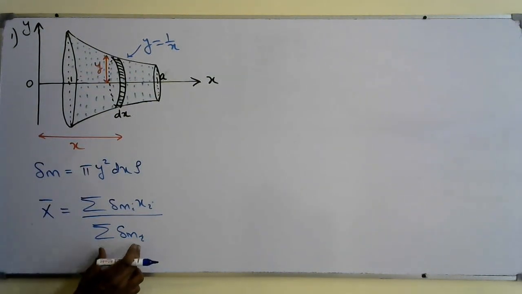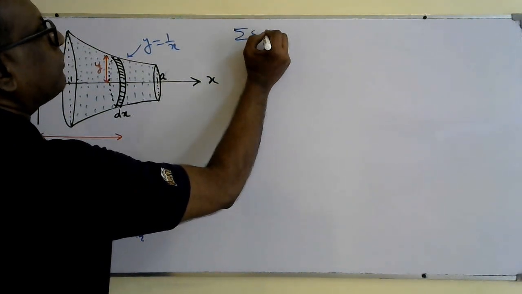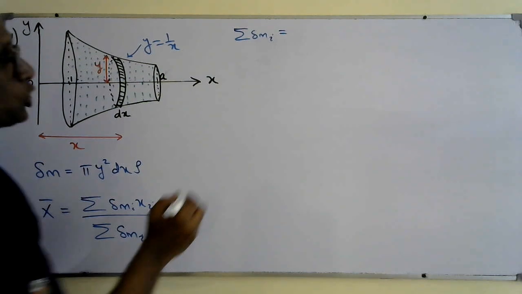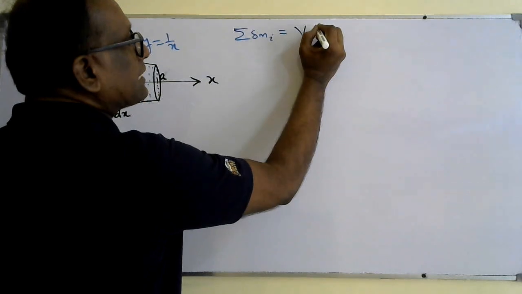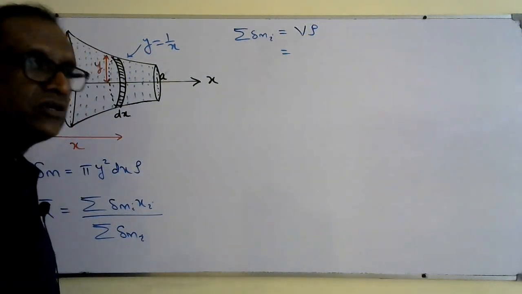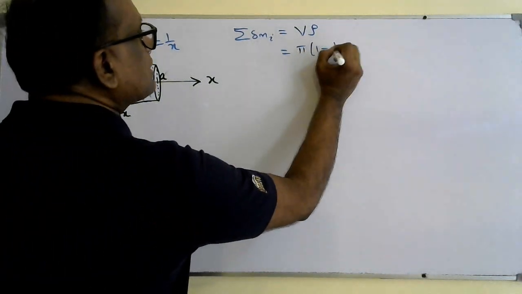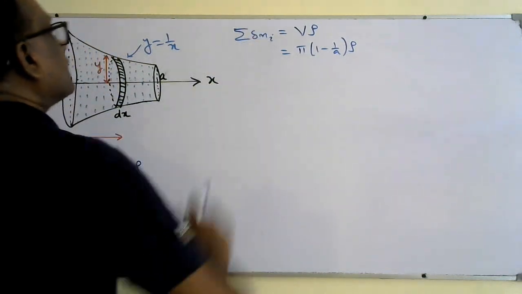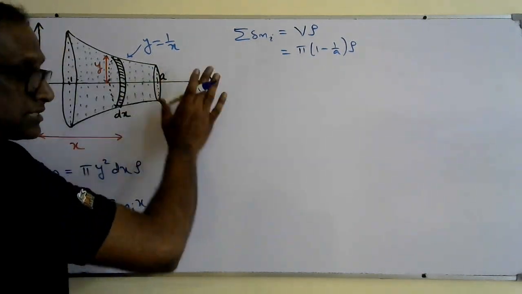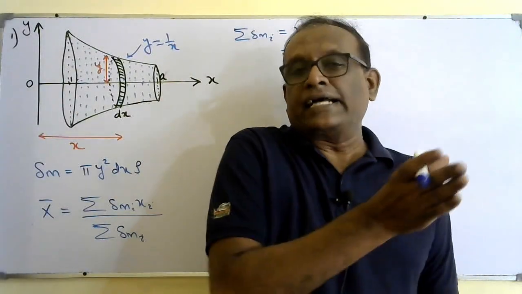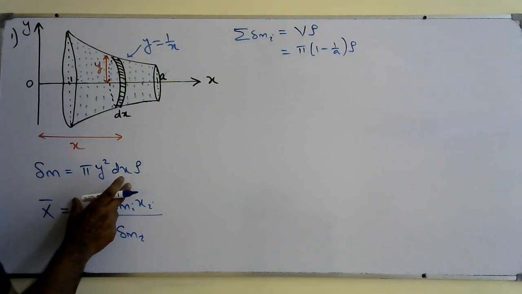Anyway, the denominator, sigma delta mi, we know that it is equal to the total mass of the solid S, which means the total volume of the solid S times density. Total volume, we found it already in the first part, that is pi into 1 minus 1 over A, times rho. That is sigma delta mi, the summation of the masses of the disks we imagine inside the solid S. Okay, the only thing is we need to solve the numerator.